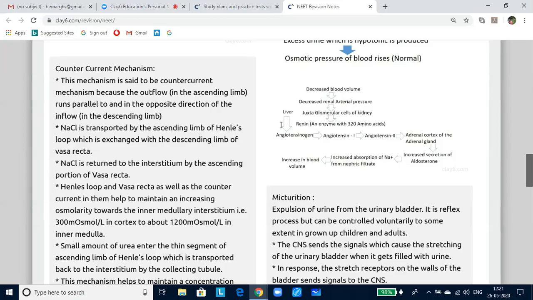Urea contributes to the process by being transported by the ascending limb of the loop of Henle to the interstitium. As urine flows downwards in the collecting tubule, it encounters higher and higher concentration of solutes in the interstitium. Hence, it goes on losing water due to exosmosis, and thus urine gets concentrated.